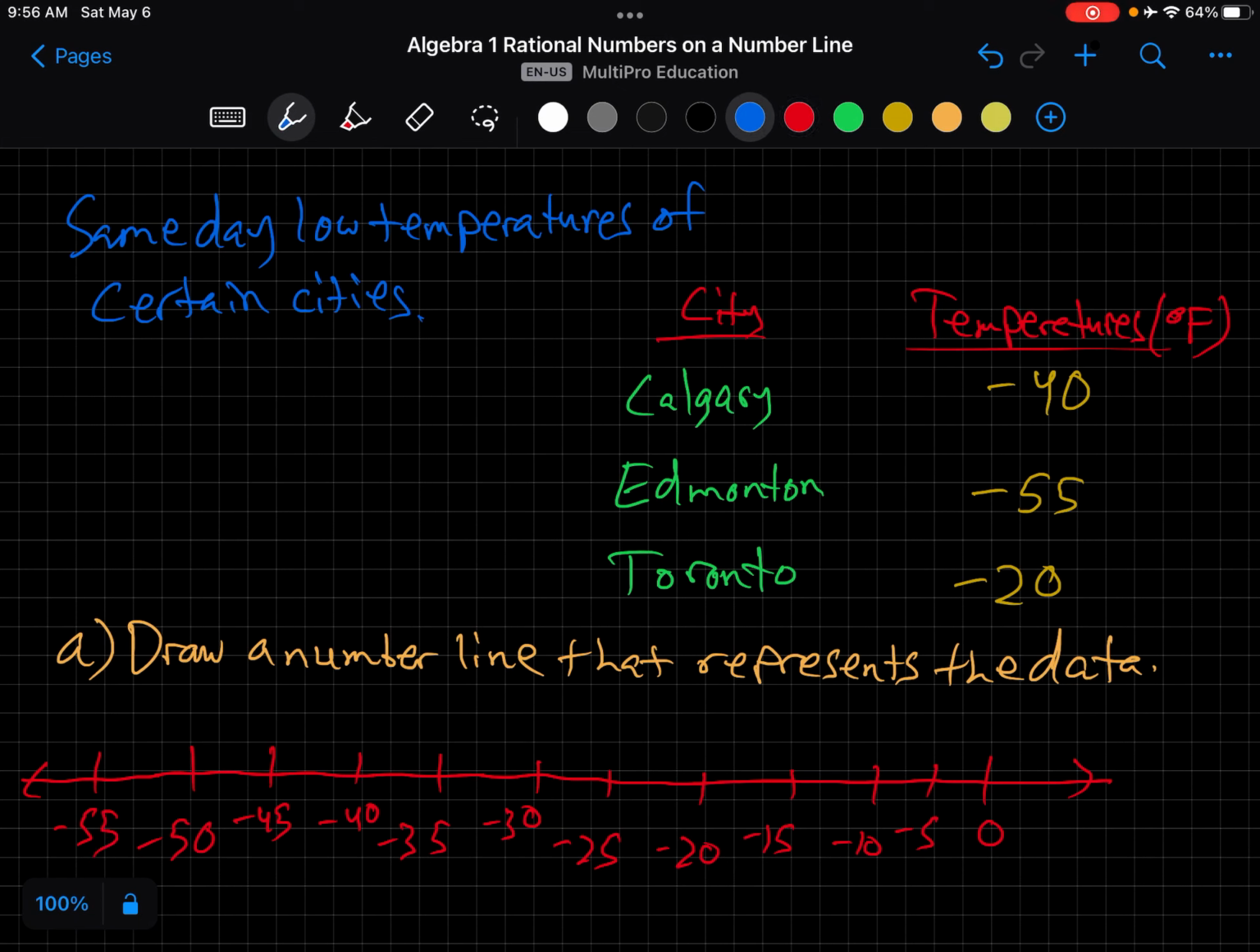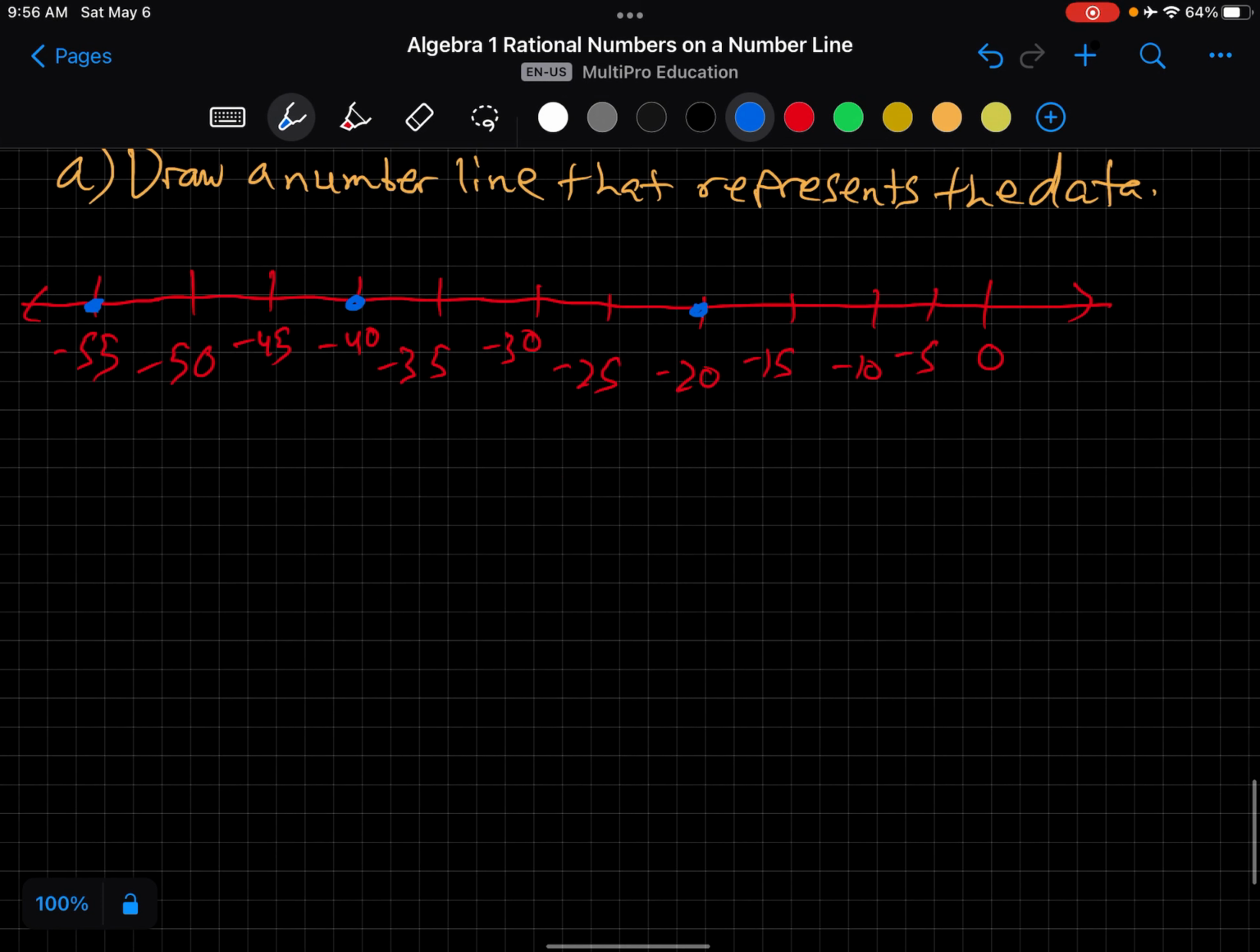All right, so we need to find Calgary's temperature, negative 40 degrees Fahrenheit. So that is right here. So we need to put a dot there. Then Edmonton's negative 55. Ooh, that's cold. And then Toronto, we got negative 20. All right. So some pretty chilly temperatures for this day. I don't know how accurate these temperatures are, but these are some chilly numbers.